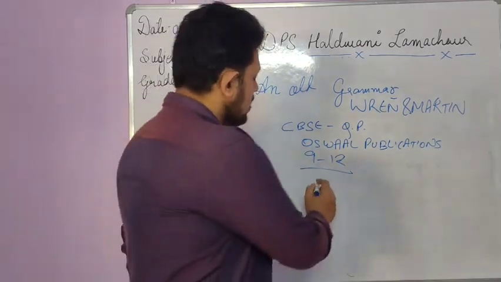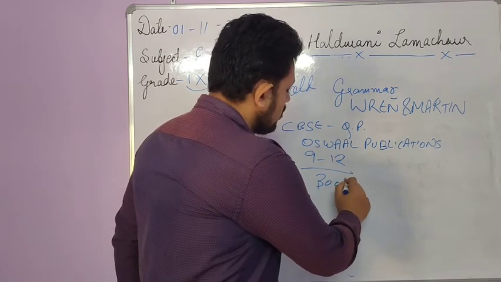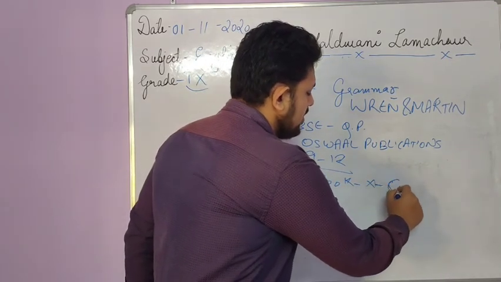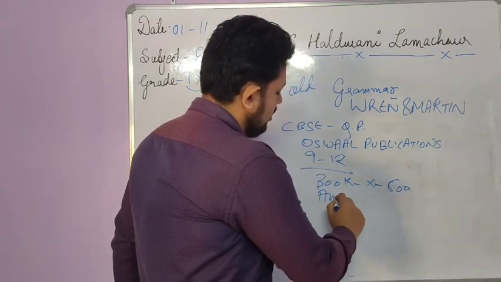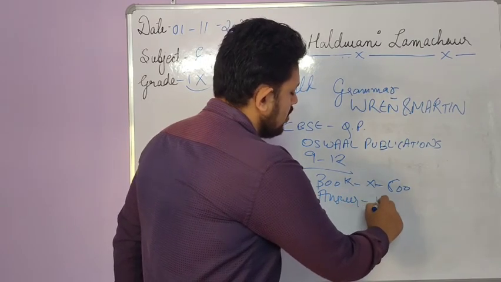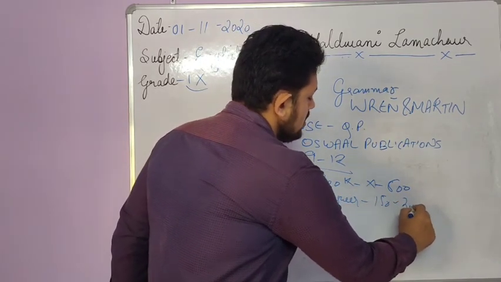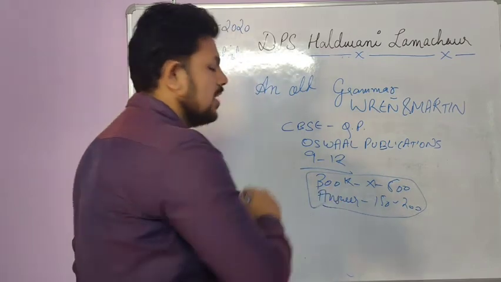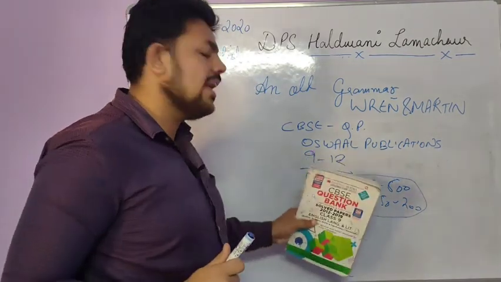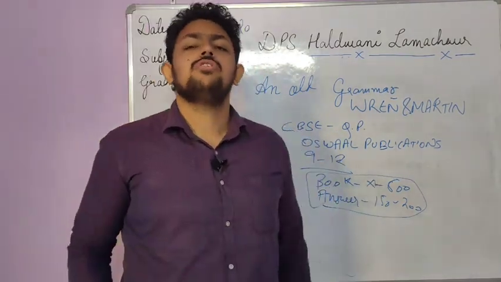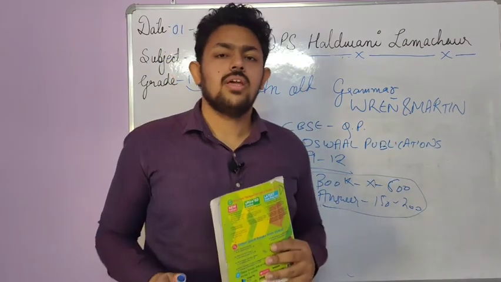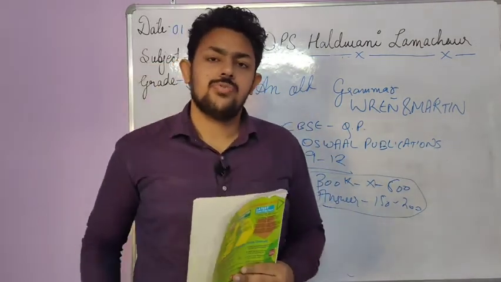Okay, it comes like this, a book that costs X amount, like 500 something, and one answer key to the questions that is around 150 to 200. So these two can be bought together, Wren and Martin main book and answer key, that will be beneficial for your whole life. Okay, so I have taken much of your time.